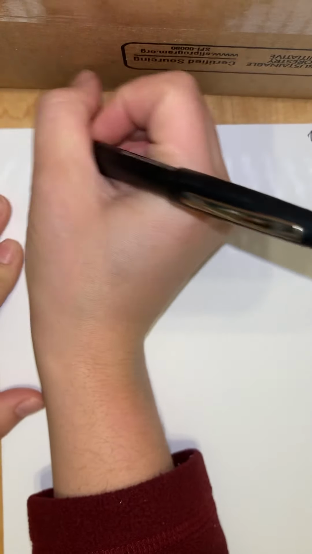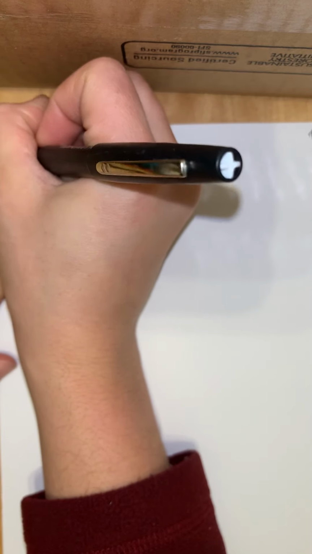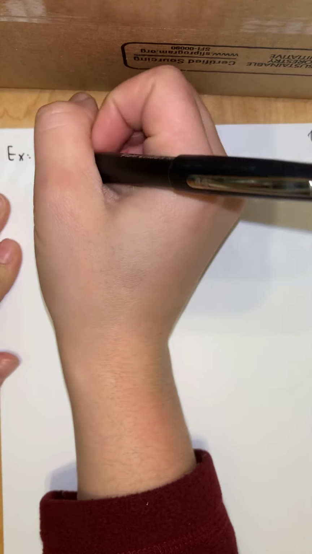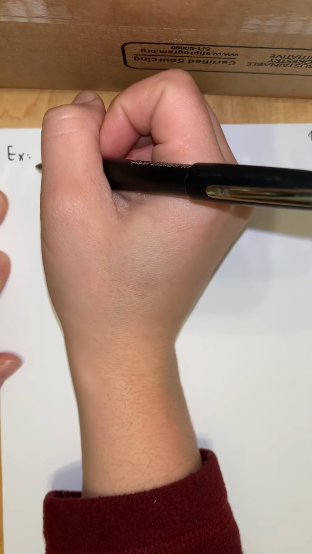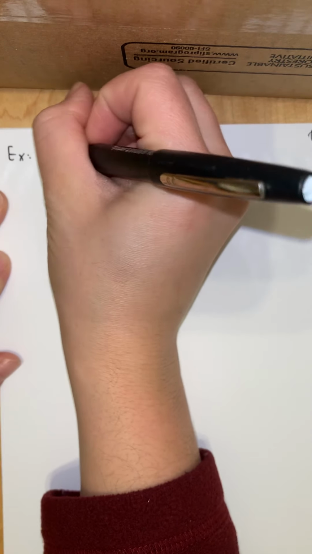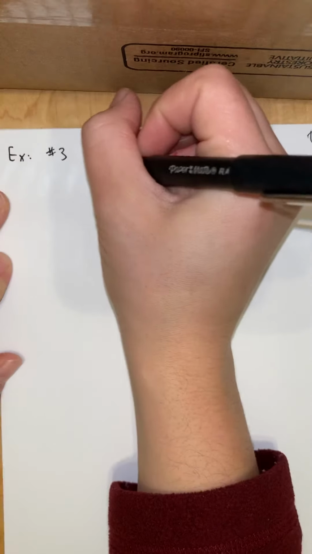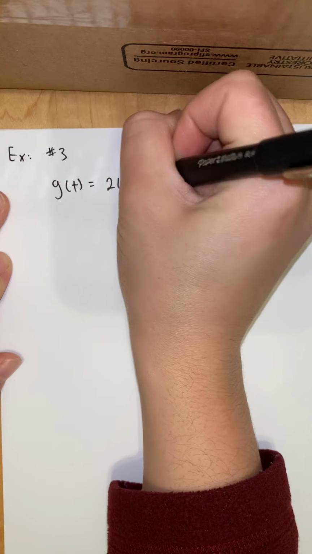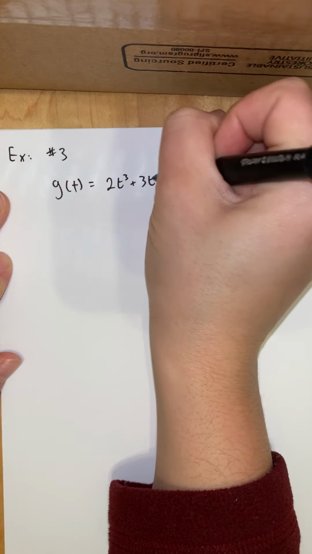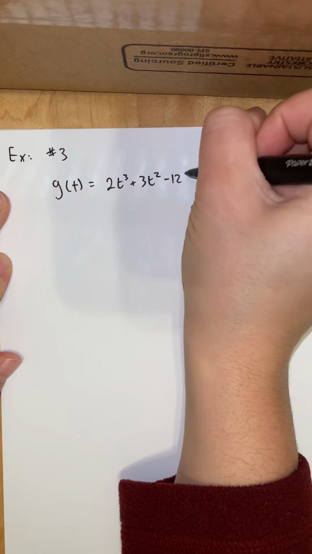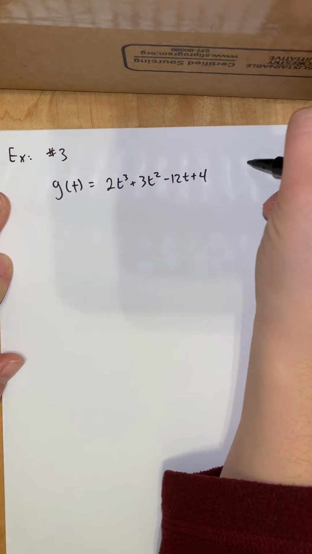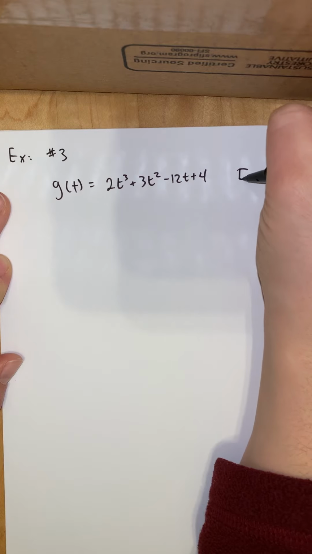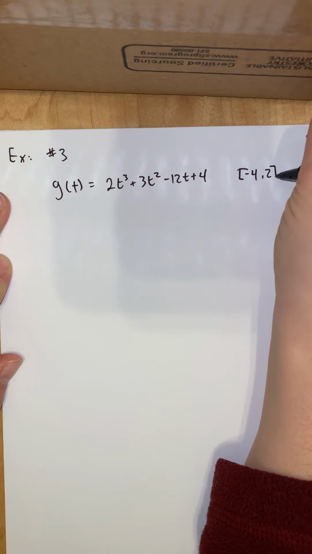So an example of this is as follows. This is going to be number 3 on the review worksheet. So we have our function g of t equals 2t cubed plus 3t squared minus 12t plus 4 on the interval -4 to 2.